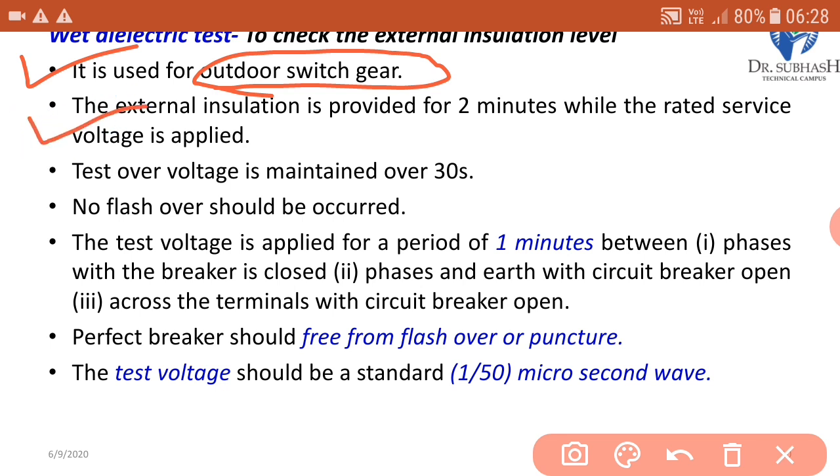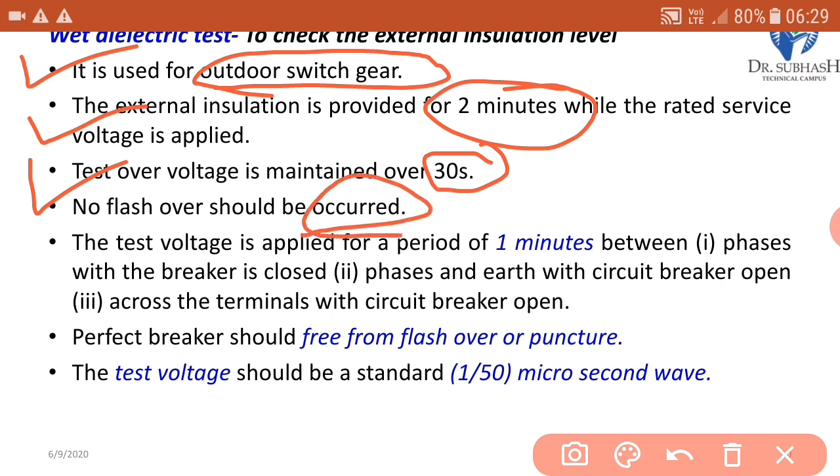The external insulation is tested for 2 minutes while the rated service voltage is applied. So the time is 2 minutes. The test over voltage is maintained for 30 seconds. No flashover should occur. Okay, in these 30 seconds there should not be any flashover. The test voltage is applied for a period of 1 minute between phases with the breaker closed.